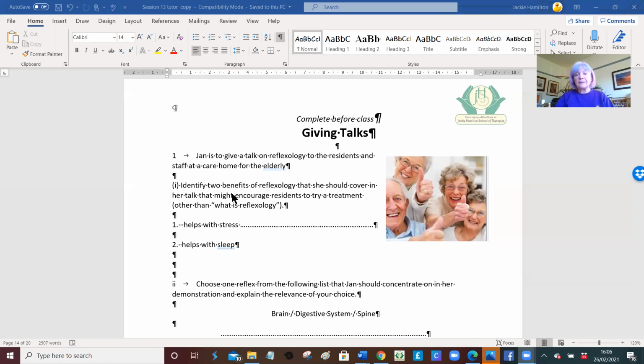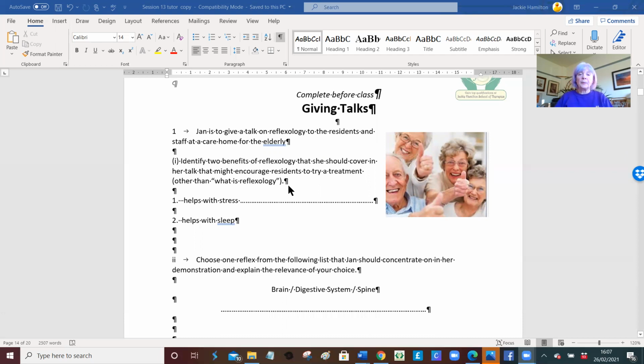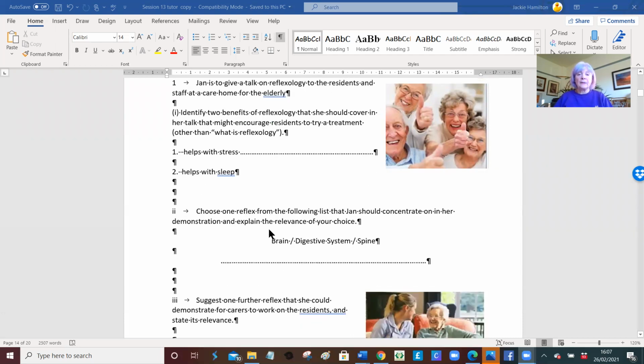So I've chosen a couple of things here. 2 benefits: help with stress and to help with sleep. It can be very stressful, the job anyway, and so it's helping with sleep. So I just thought of those. See what you can think of, what you would think of helping residents with, and the people that work there. And another reflex that you could use.